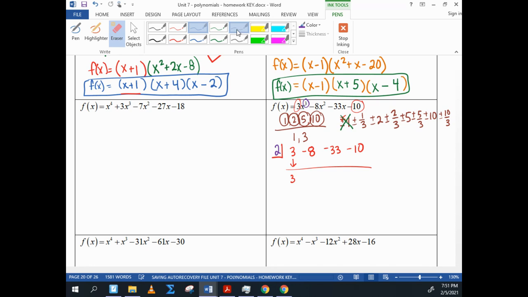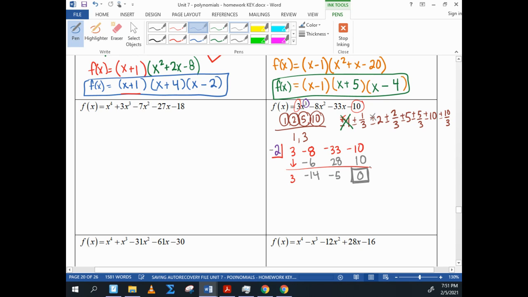Before I change the number, I'm just going to try -2. I know it's not the +2. Let's try the -2. 3 times -2 is -6. Then I have a -14 times 2 is +28. Look at this, -33 plus 28, -5 times -2 is +10. I have remainder 0. Yay, -2 is a 0.